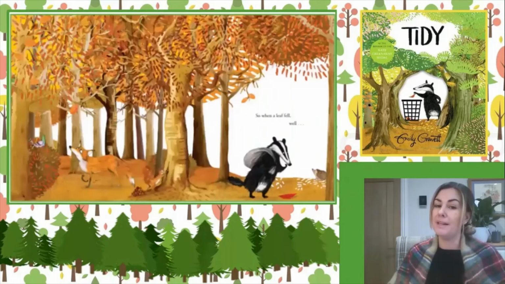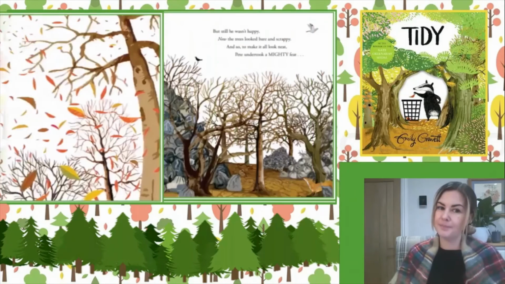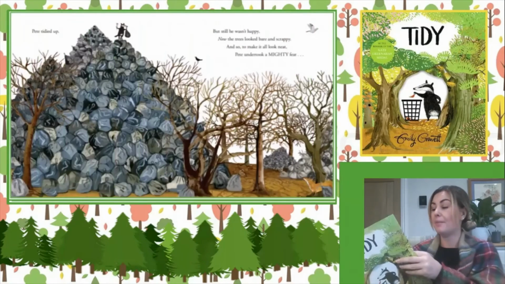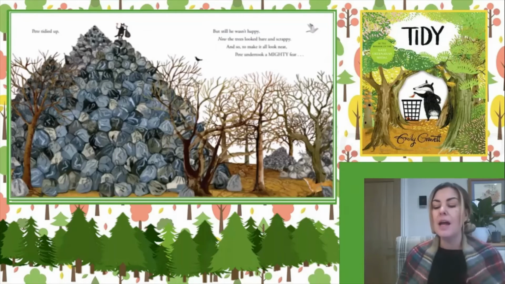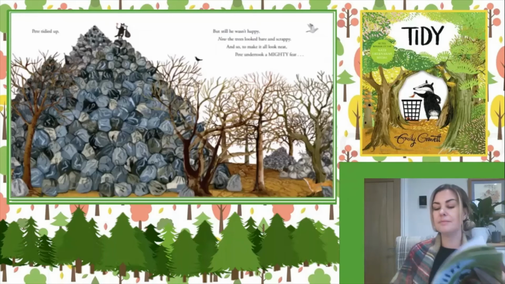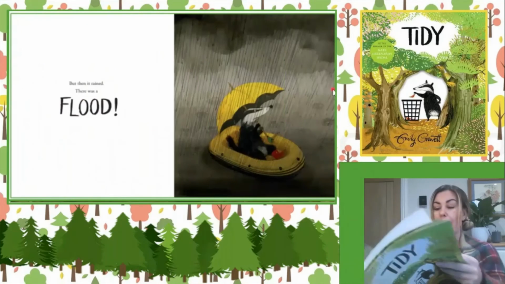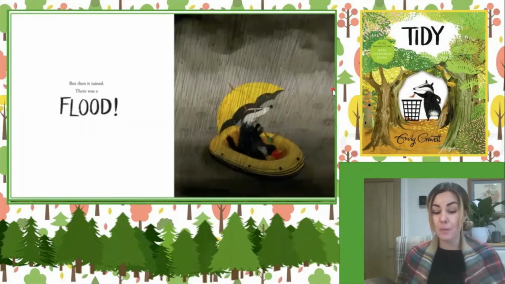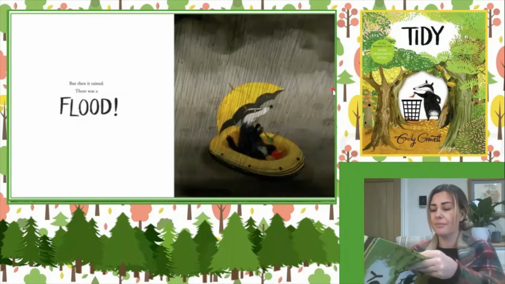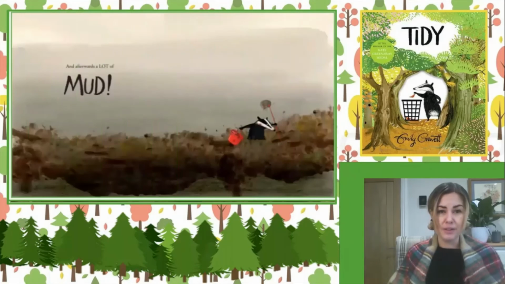So, when a leaf fell, well, Pete tidied up, but he still wasn't happy. Now the trees looked bare and scrappy. And so, to make it all look neat, Pete undertook a mighty feat. He dug up every single tree. But then it rained. There was a flood. And afterwards, a lot of mud. Dear.